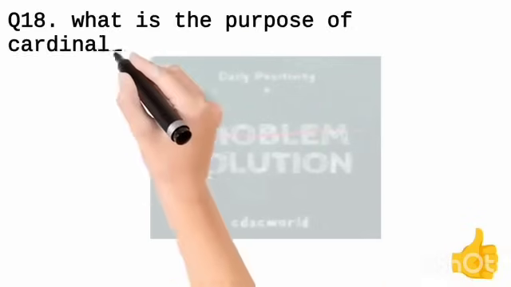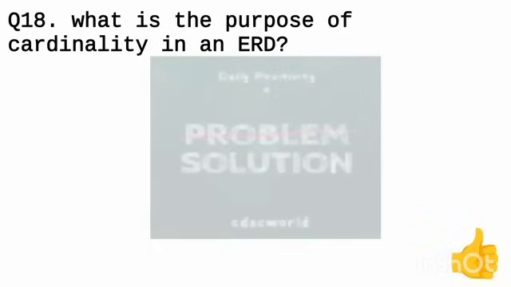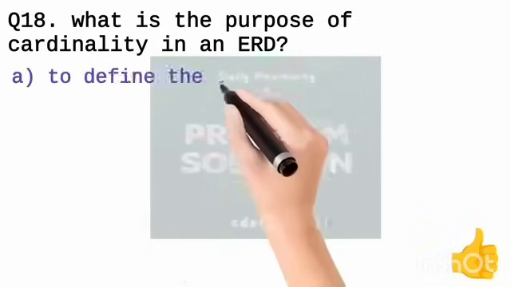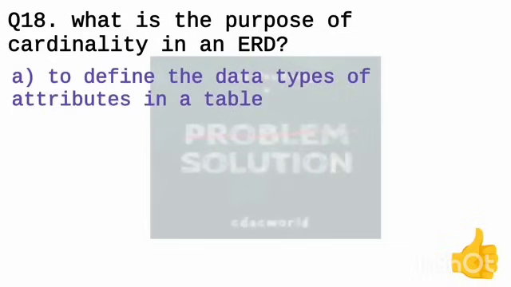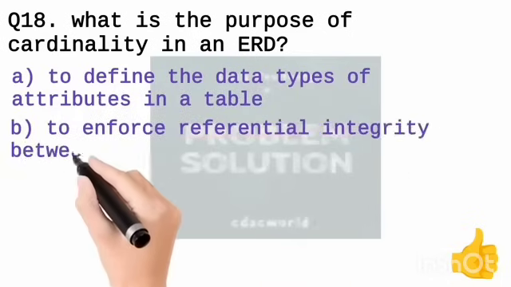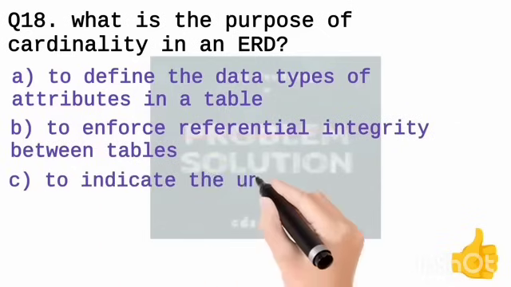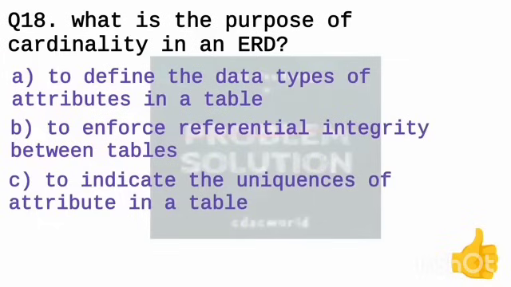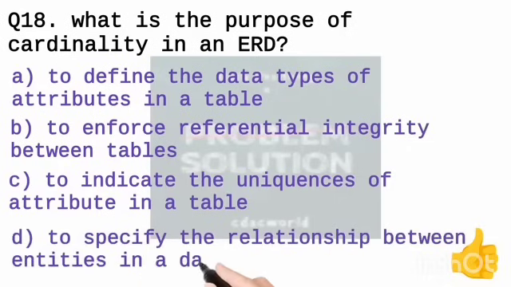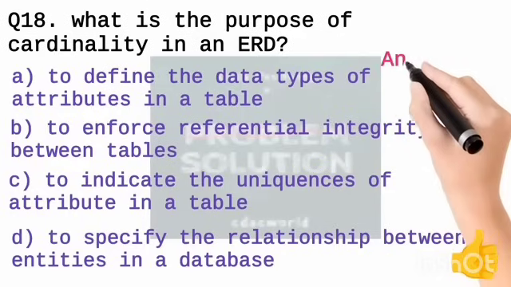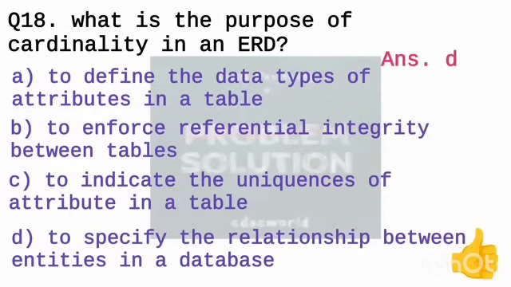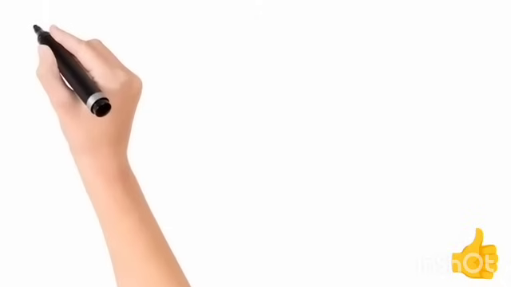Query number 18. What is the purpose of cardinality in an ERD? Option A. To define the data types of attributes in a table. Option B. To enforce referential integrity between tables. Option C, to indicate the uniqueness of attribute in a table. And option D, to specify the relationship between entities in a database. And the answer is D, to specify the relationship between entities in a database.